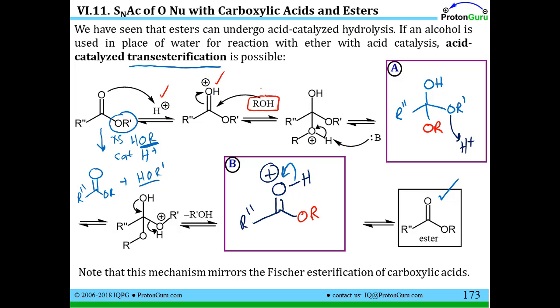So this shows you a bunch of ways that you can take a carboxylic acid and make it into an ester, or you can take an ester and make it into a carboxylic acid, or you can take one ester and make it into a different ester, just by using appropriate acid or base catalysts and appropriate water or alcohol nucleophile.